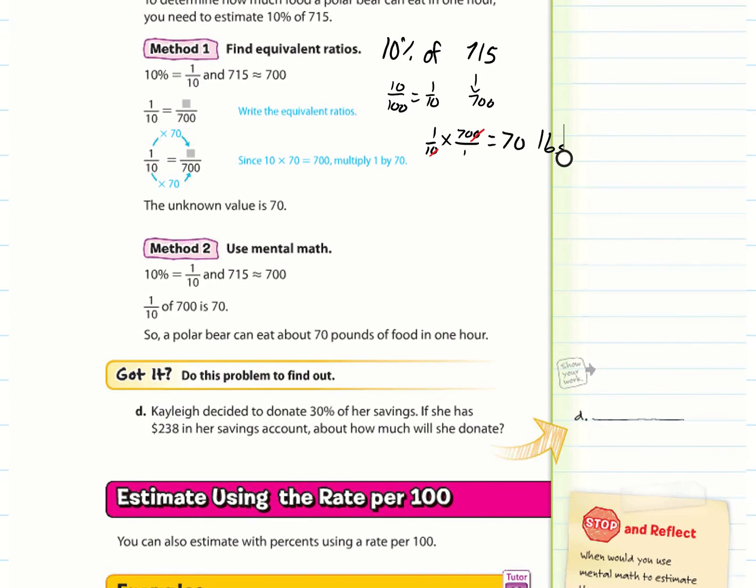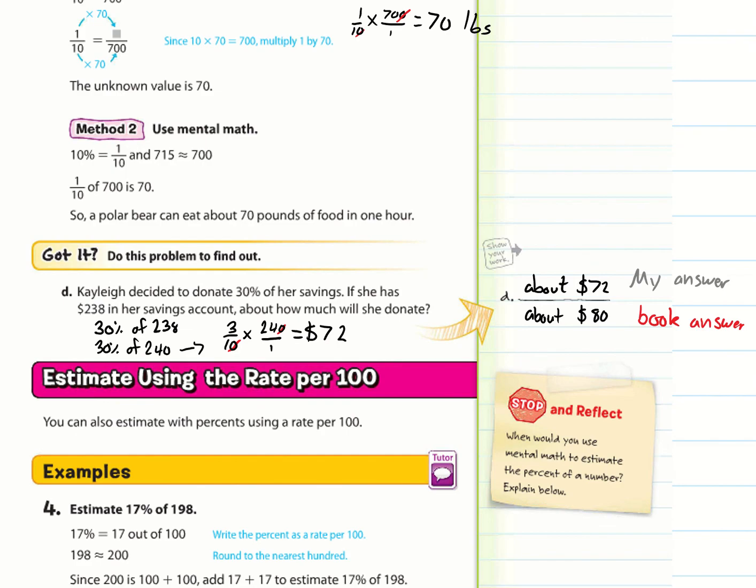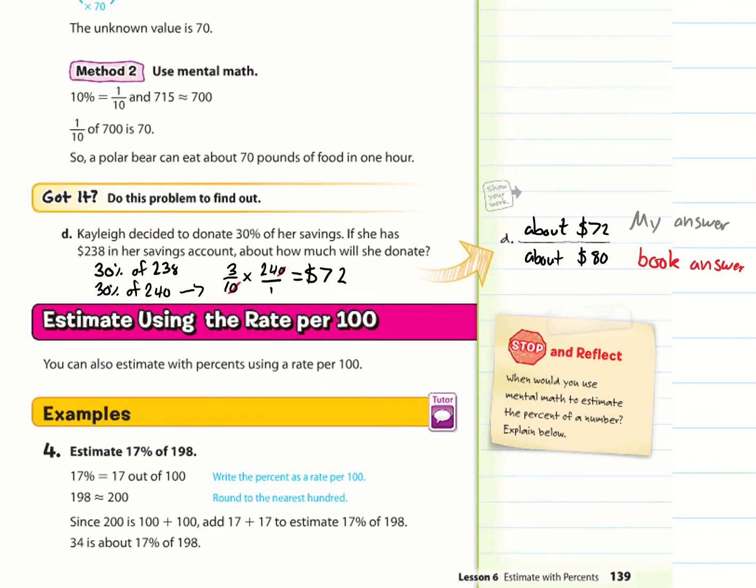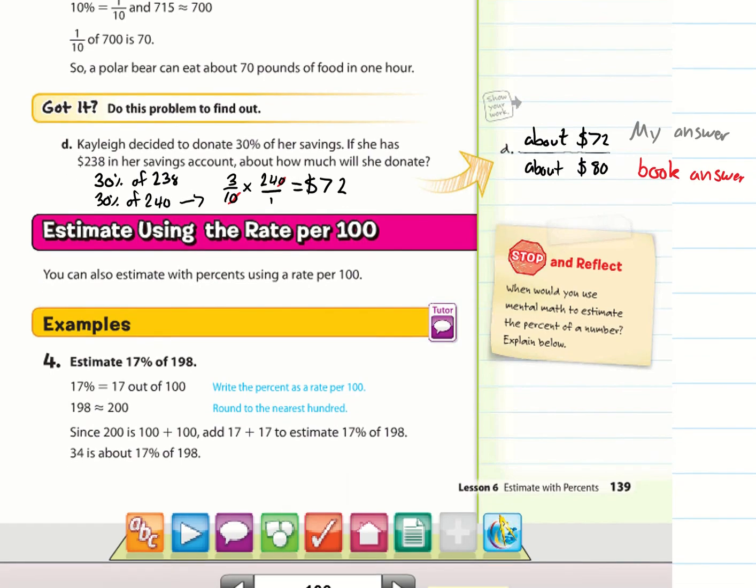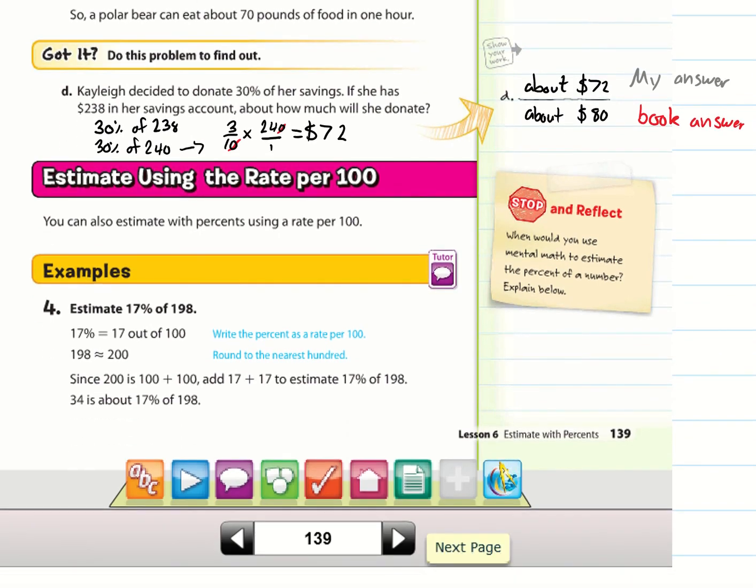So go ahead and try D. So for D, I did 30% of 238. I just changed mine to 30% of 240, because I know 30% is going to be 3 over 10, and I just used a multiple of 10. So 3 over 10 times 240 over 1, and I get $72. The book answer was $80, but like I said, we're estimating. So just make sure you check in with your teacher about your answers.